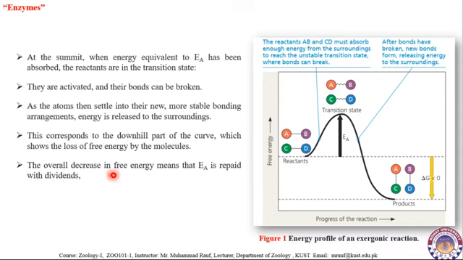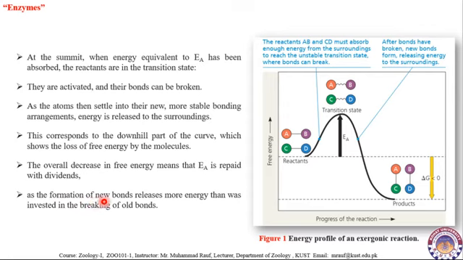The overall decrease in free energy means the activation energy is repaid with dividends, as the formation of new bonds releases more energy than was invested in the breaking of old bonds. So the activation energy which is provided is yielded again when the products return to the ground state.